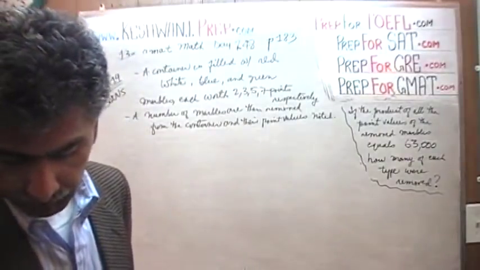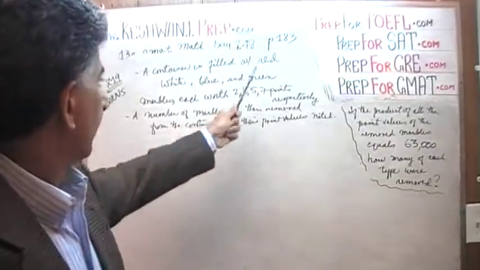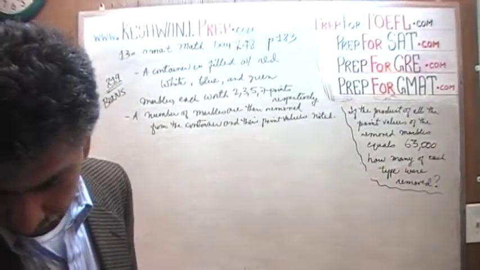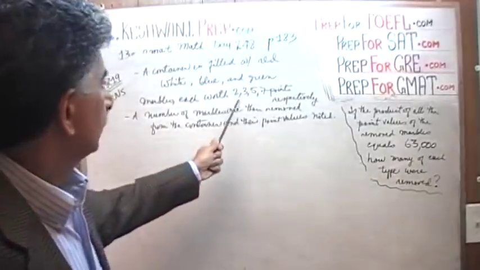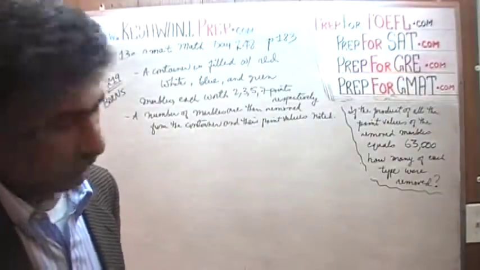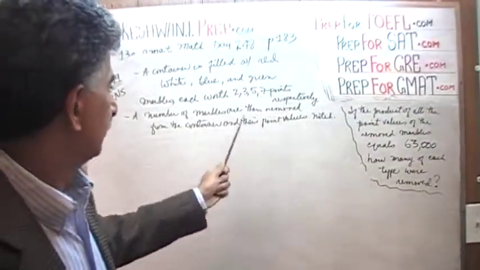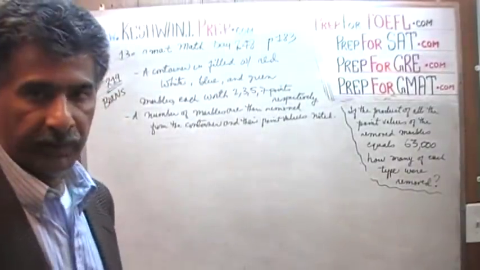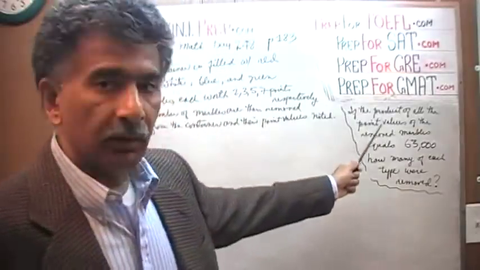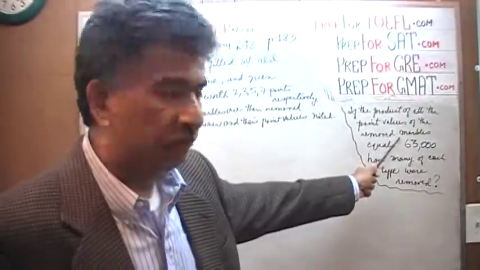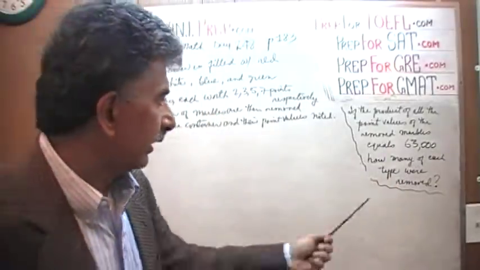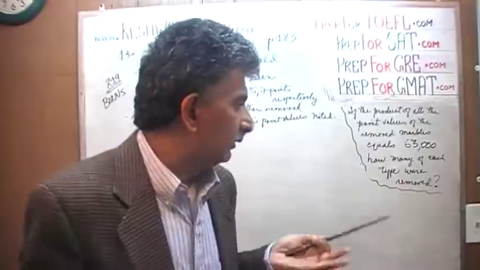In a certain game, a large container is filled with red, white, blue and green marbles, each worth 2, 3, 5 and 7 points respectively. You see how similar they are? A number of marbles are then removed from the container and their points value noted. We have taken the product of all the points values of the removed marbles. It turns out that the product equals 63,000. The question simply is, how many of each type were removed?